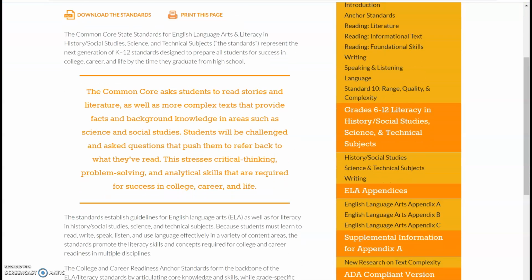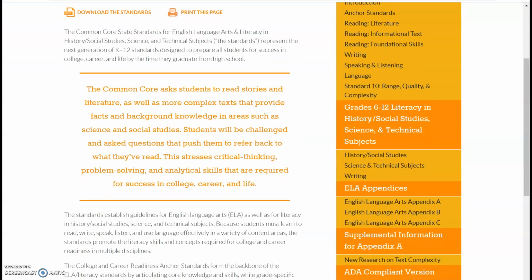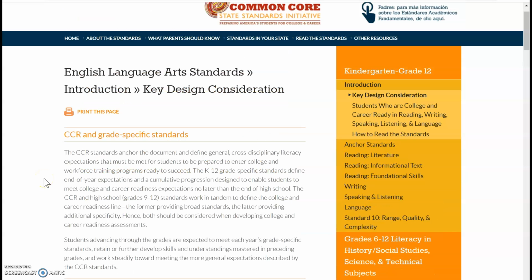So this first page kind of just discusses how Common Core wants literacy in all contents, as well as for all ages. They also really want students to be prepared for life outside of high school, and they want students to become critical thinkers and participants in the 21st century. Under the Introduction tab, we have key design considerations.